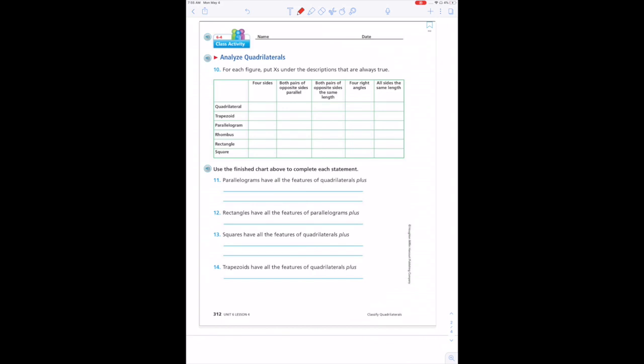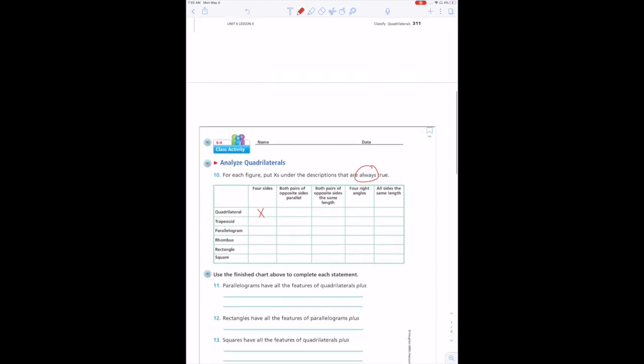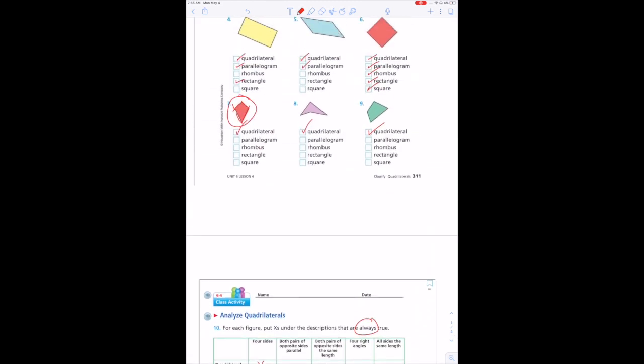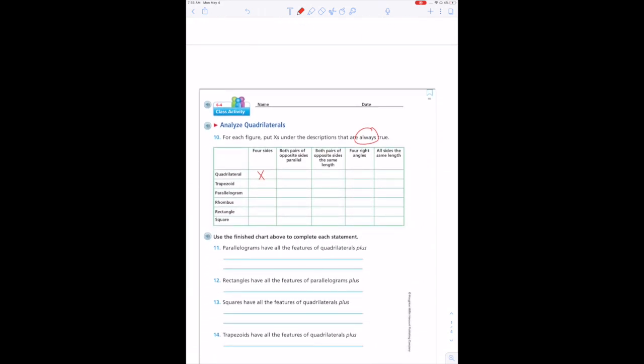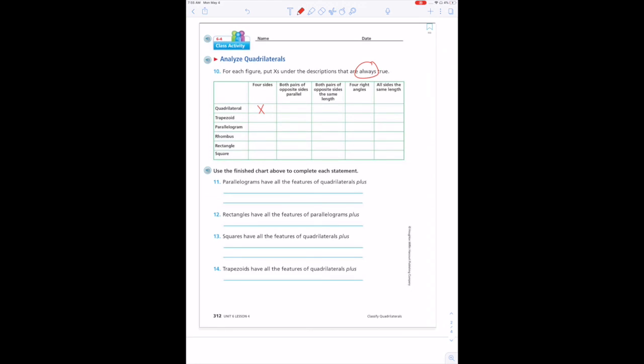Okay, so number 10 says, for each figure, put an X under the description that is always true. Now this is big: always true. In order to be a quadrilateral, it has to have 4 sides. That's it. Remember, if we come back down here, this is a quadrilateral, this is a quadrilateral, and they don't have parallel lines, they don't have right angles, they're not the same length. So always true, a quadrilateral has 4 sides.